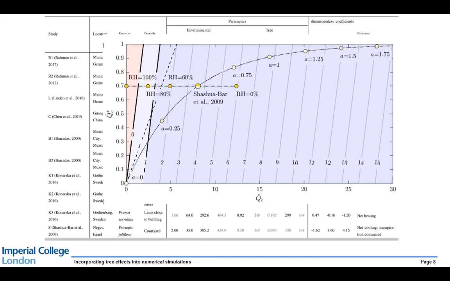And then to give a specific example from the work of Shashua-Bar et al., you can see that in that particular study, they had, in one case, they increased the leaf area index, from A equals 0 up to A equals 1.75. And within that, they were all in the cooling regime, but the mechanism of cooling, the amount of cooling, was varying as they went through. And then in another element, they changed the relative humidity, and actually by doing that, when you go to 100% relative humidity, that transpiration term drops, and they actually got into a heating regime. So this is just contextualizing the work they've done and showing how it fits in with some other things.